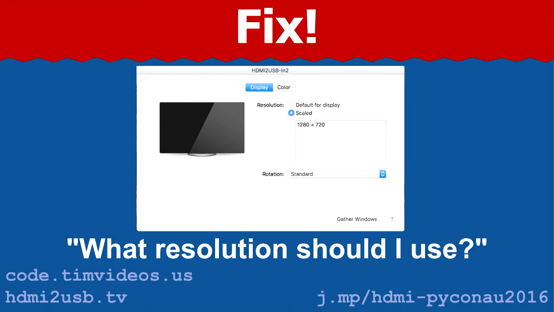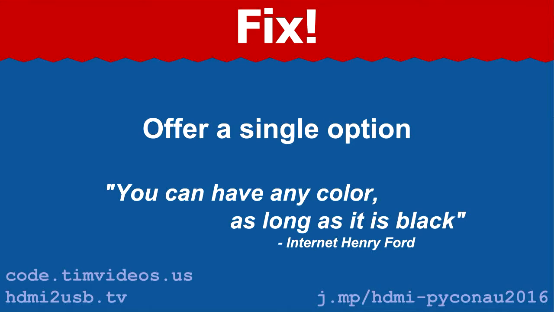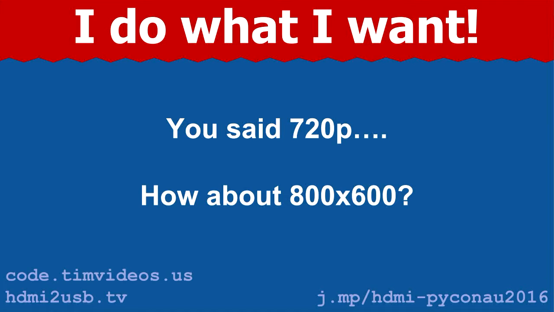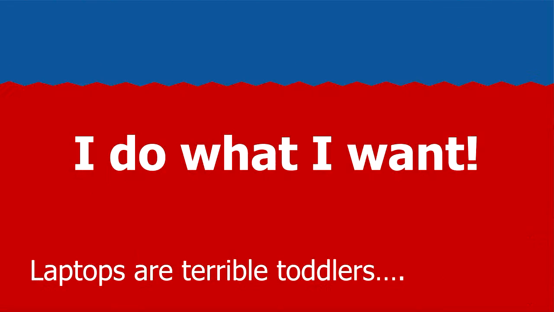You might notice there's kind of a lot of options to choose from. Offering a single option makes things... 1 minute. So 720p. Well, sometimes laptops just do 800 by 600, and this happens. So at the moment, it just cries, but we might implement scaling.